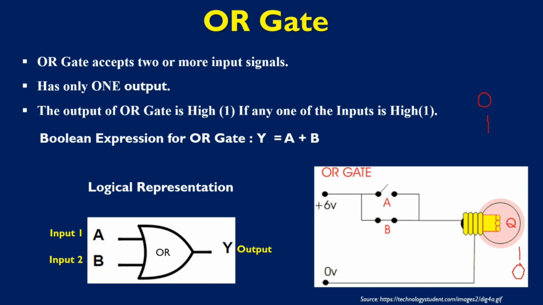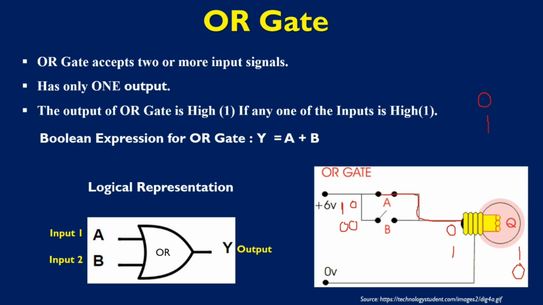When two switches are open, that is A is 0, B is 0, you can see here the bulb doesn't glow. That means the logic is 0. If A is closed and B is open, that is if you make A as 1 and B is open, then the current flows in this direction and the bulb glows, then the logic is taken as 1.